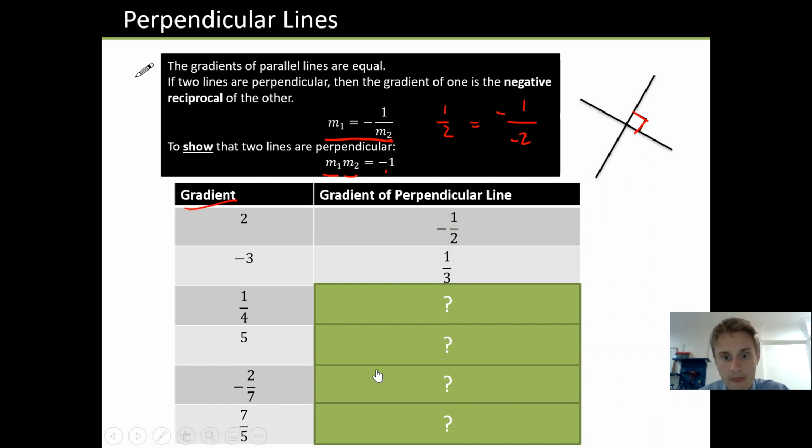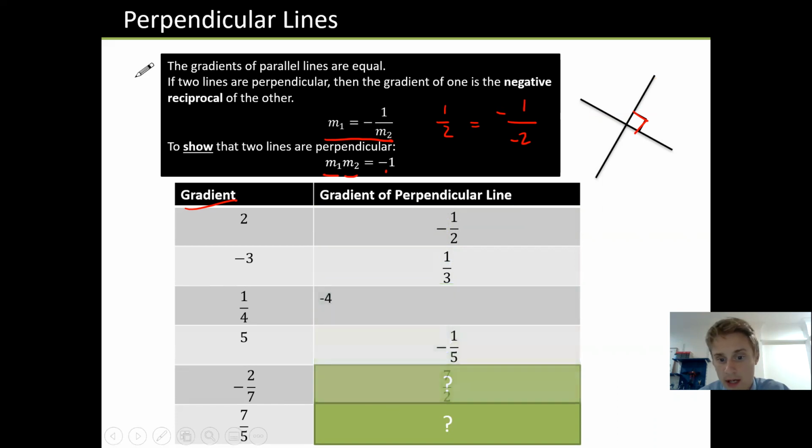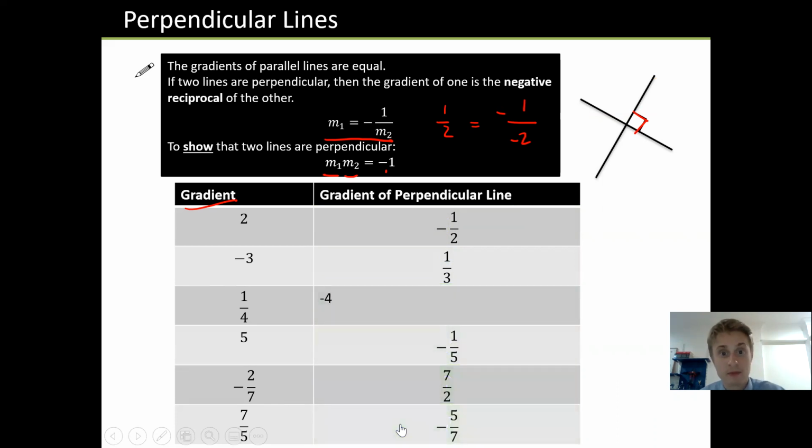So this holds for when we have perpendicular lines, the gradients will be negative reciprocals to each other. Notice how I'm only talking about the gradients. I'm not talking about anything else because we don't know about anything else at all. Okay, so parallel lines are equal, perpendicular lines are the negative reciprocal.